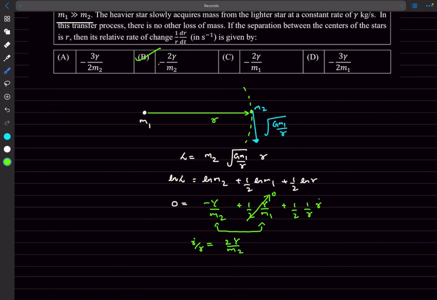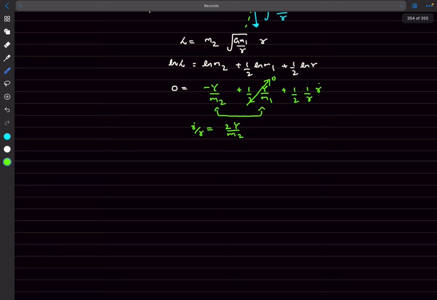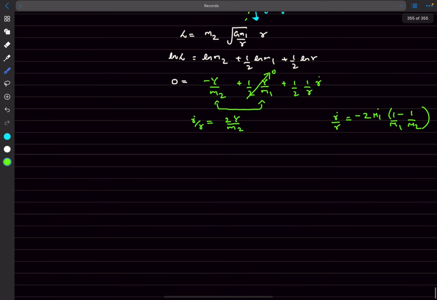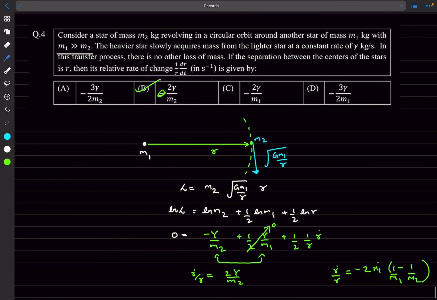The matching option is B, but here we have a negative sign, which I think is a mistake. I went back to the IPHO problem as well. There the final solution given for r dot over r is negative 2 M1 dot over M1 times 1 minus M1 over M2. Here M1 is the one that is gaining the mass and M2 is losing the mass. So if we neglect this term, we obtain the same value. So I think it should be positive instead of negative. So basically the distance r would increase rather than decrease. Okay, so that's question 4.